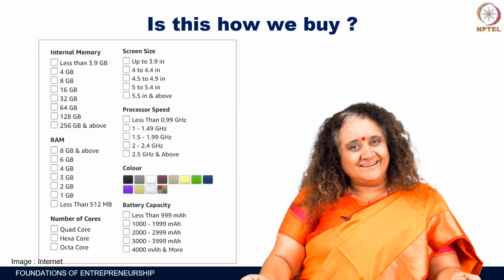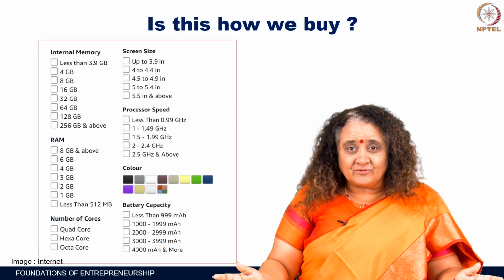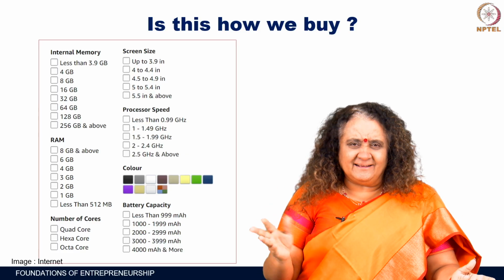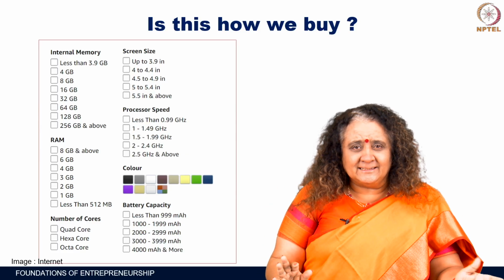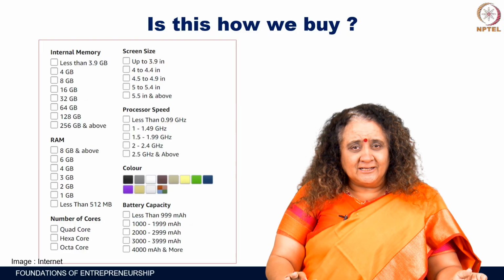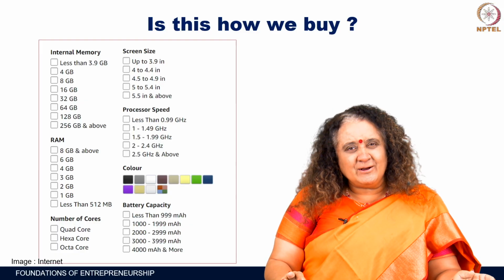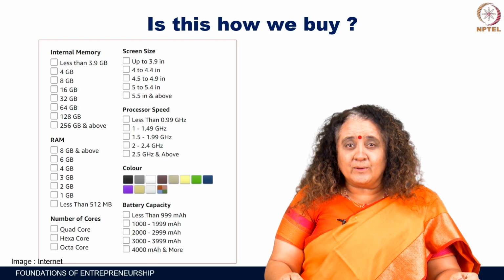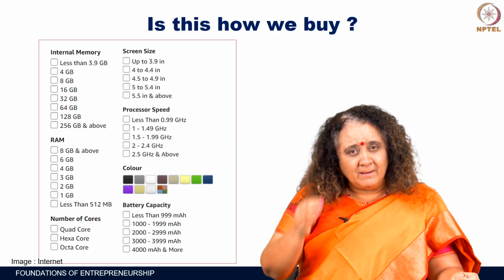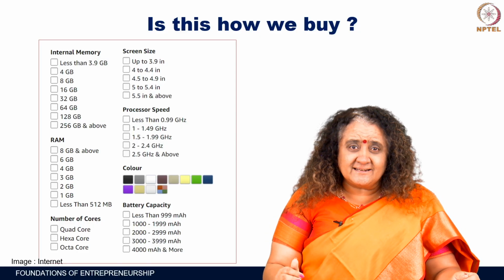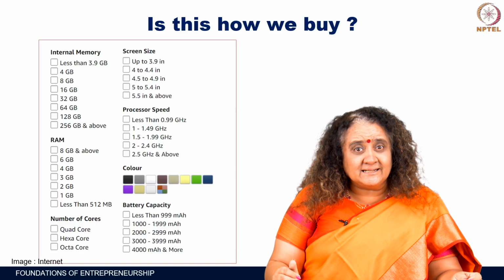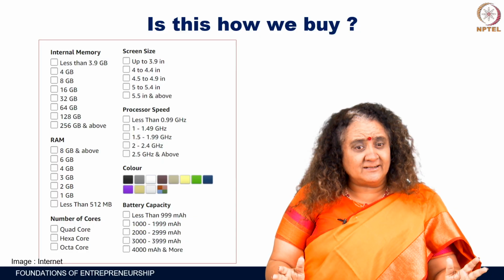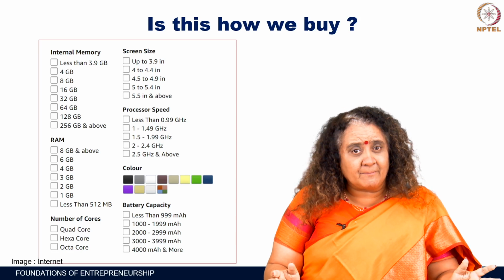So, here is a picture from the internet. It's just a scan of a category that I was browsing, and I said let me put this out for my learners to see. And my question for you, take a minute, think about it, is this how we buy? So, there are multiple words written there. It says internal memory, it says screen size, it says processor speed, it says RAM, it says number of cores and it says battery capacity.